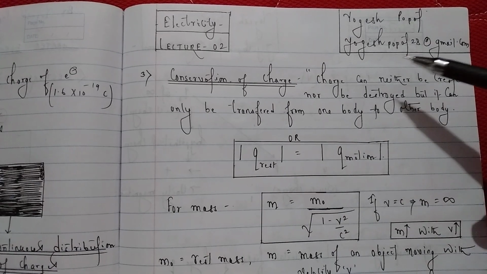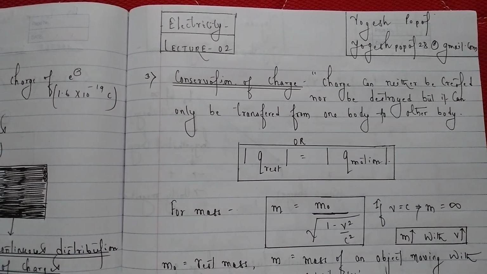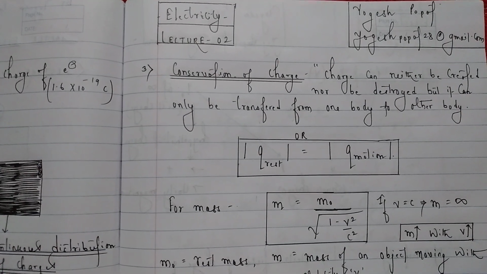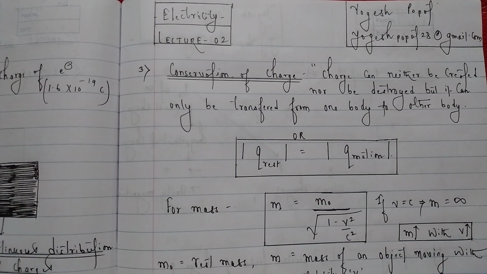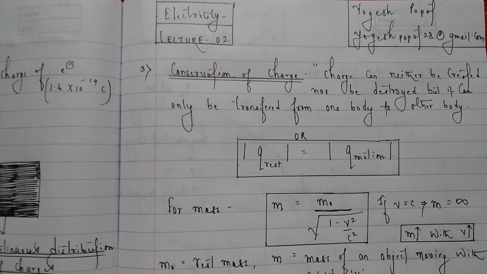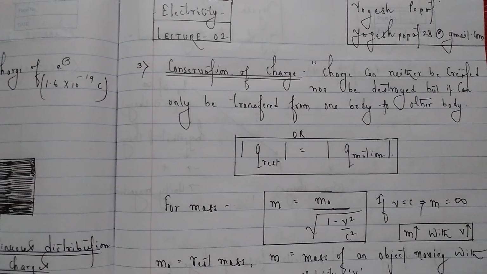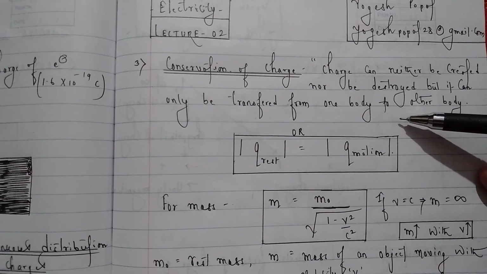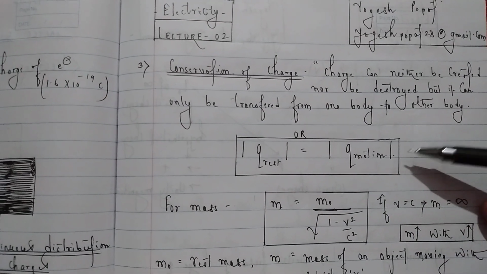In this class we will discuss the third important property of charge, that is conservation of charge, which says charge can neither be created nor be destroyed, but it can only be transferred from one body to the other body. One more modified statement is there: the magnitude of charge at rest will be the same as the magnitude of charge in motion.